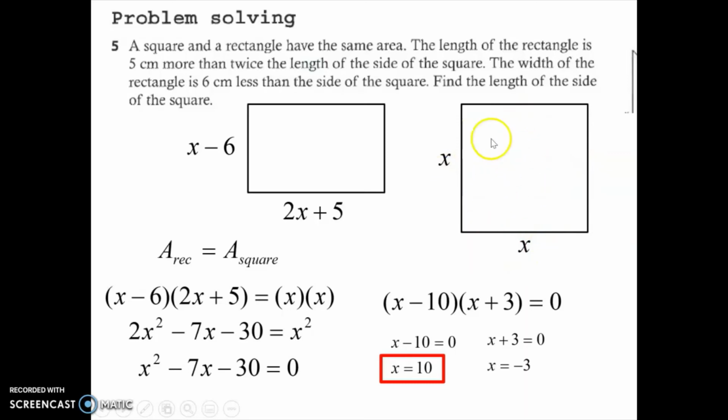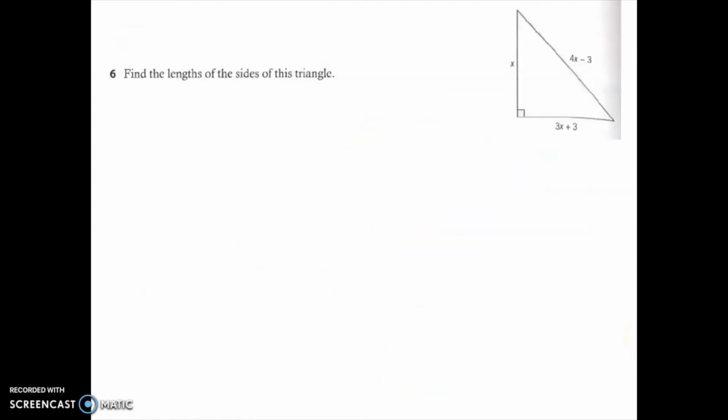Let's check if it works, because 100 should be the area of this as well then, because they have equal areas, right? So now put 10 in here, 10 minus 6 is 4, put 10 in here, 2 times 10, 20, 25, so 25 times 4, oh good, 100 also. Everything works out. That x value produces a rectangle and square with equal areas. Okay, here's our next problem.